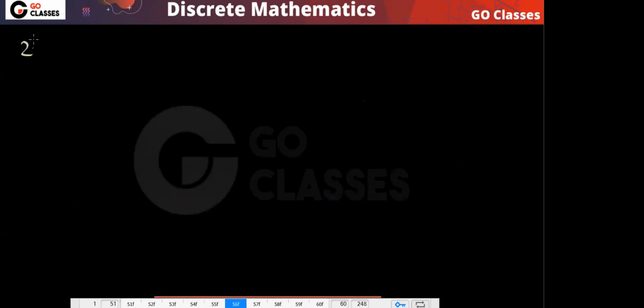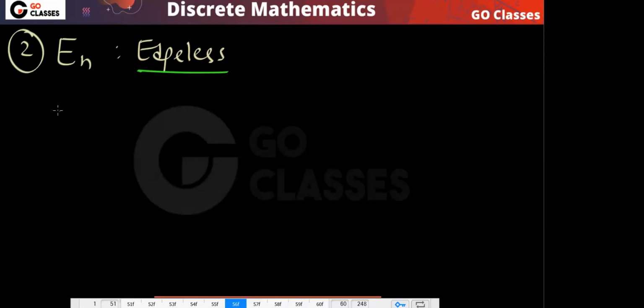Let's see the next graph, that is the edgeless graph, En. This is your favorite edgeless graph on n vertices. So what will happen for this graph? What is the chromatic number? Only one color is enough because here there are no edges, so there are no adjacent vertices. So only one color is needed. I can say the chromatic number will be 1. Minimum only one color is needed. To every vertex, you can give the same color.